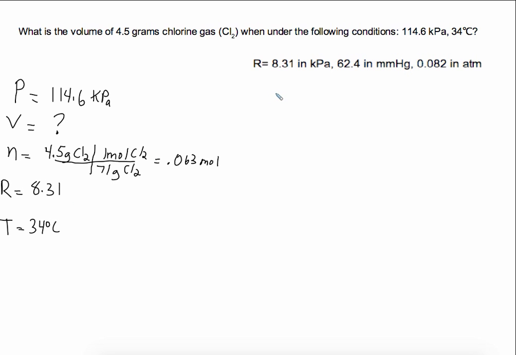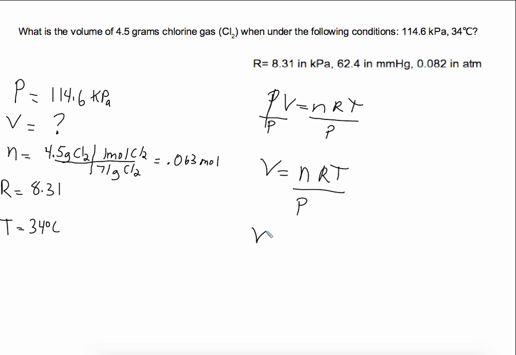Okay, so now we have all of our units accounted for. Now we're just going to write the equation, PV equals nRT. We're looking for V, so we draw a line underneath both. We want to get V by itself, but P needs to be moved away. Everything moves diagonally, so it's going to move right over here. Basically, we divide both sides by P. This side cancels. So V is equal to nRT over P.